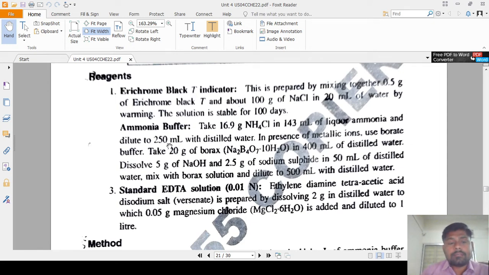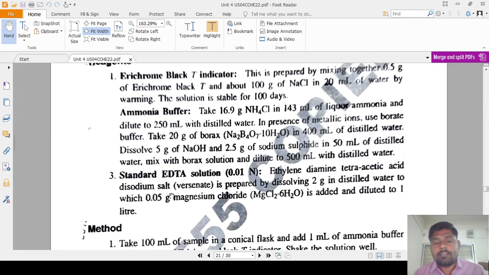That is the method. Eriochrome Black T indicator is used, and that is the process by which you can prepare the solution of EBT, the indicator Eriochrome Black T. Ammonia buffer is utilized here, and standard EDTA solution is used. EDTA is the primary standard, which is filled in the burette. It is your titrant.